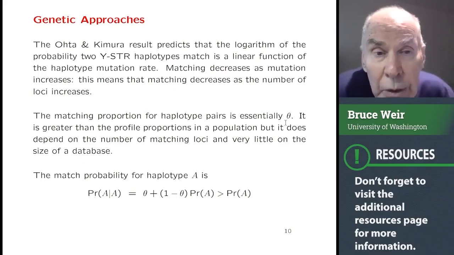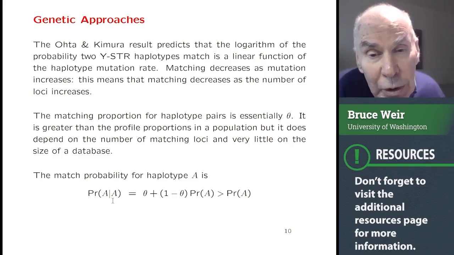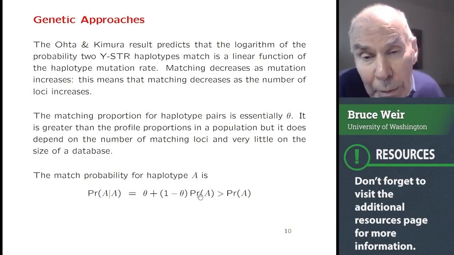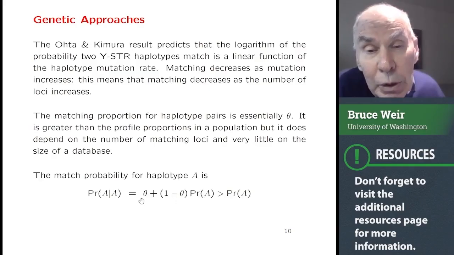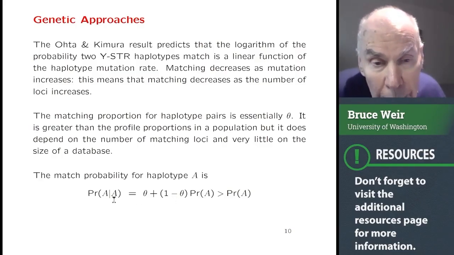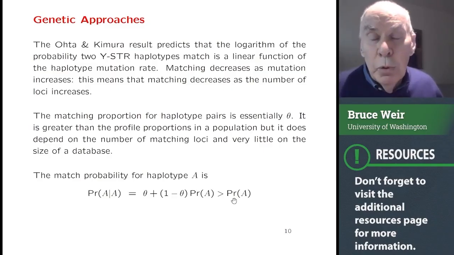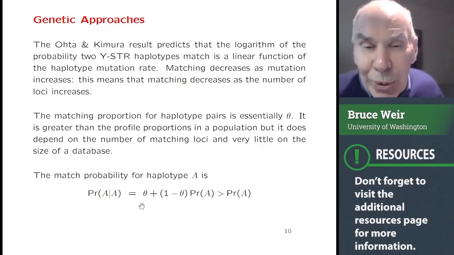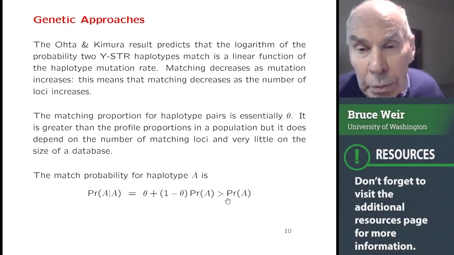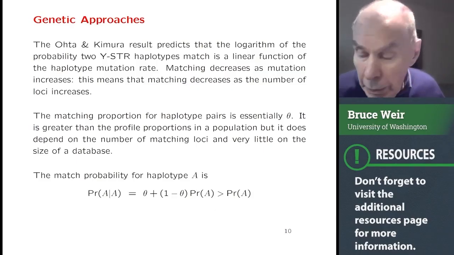The match probability is bigger than the profile probability. So here's the match probability that we are interested in. Here's the profile probability that the counting method produces. And the relationship between them is a very simple one, depending on theta. The match probability is bigger than the profile probability. So the likelihood ratio will be smaller using the match than it would be simply by using the counting method profile probability.